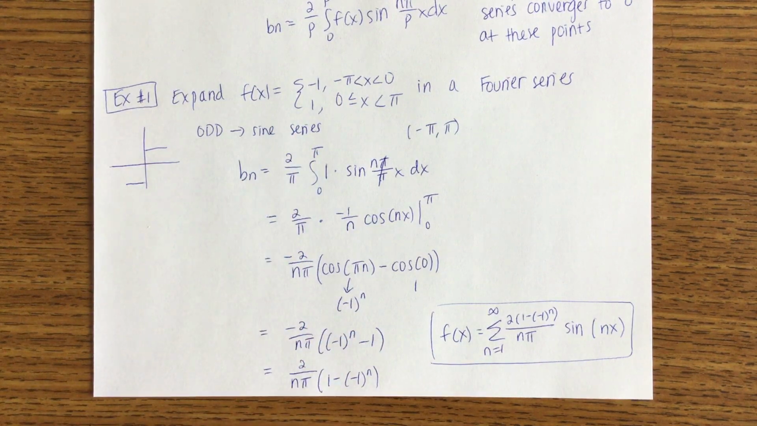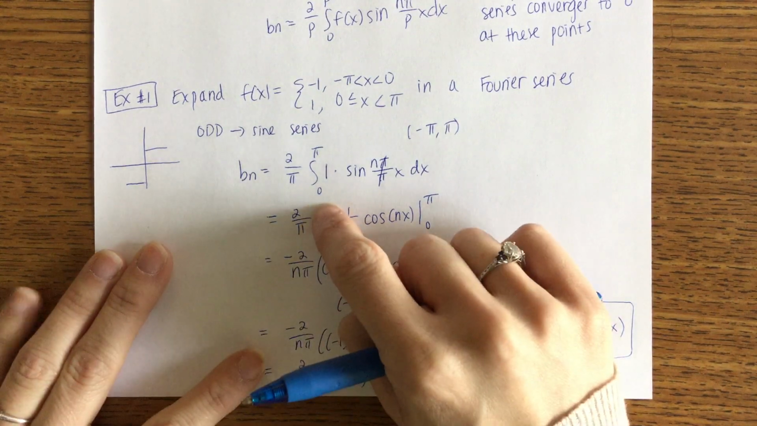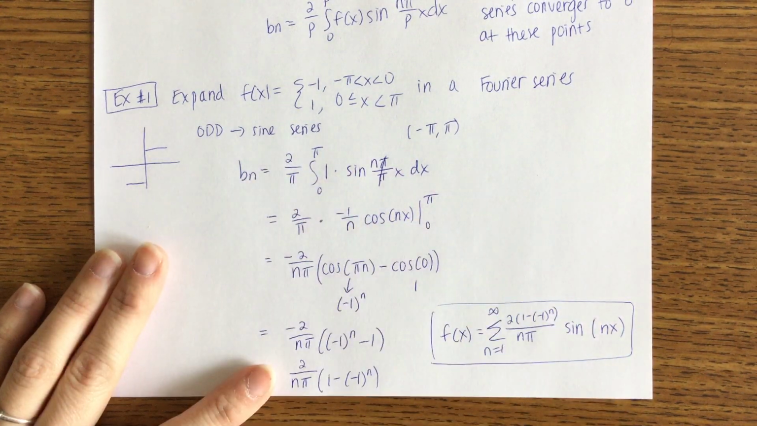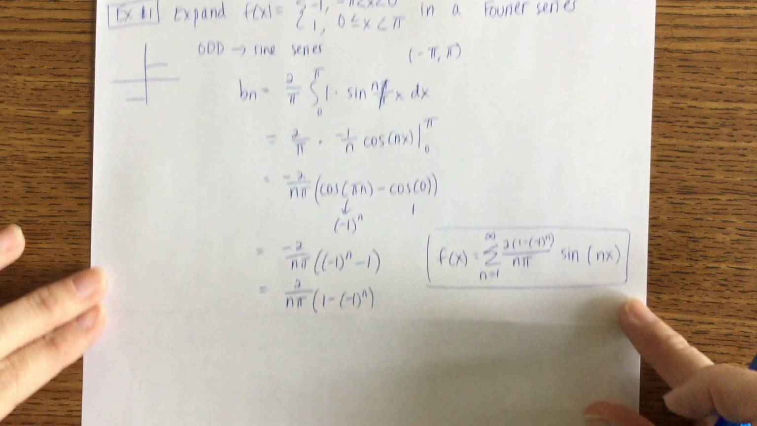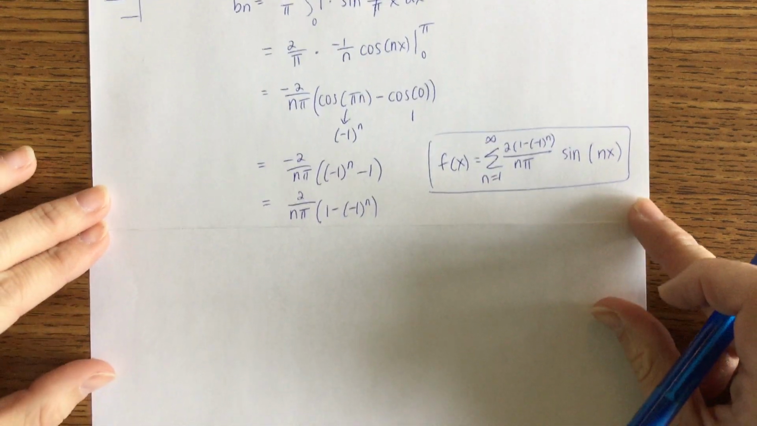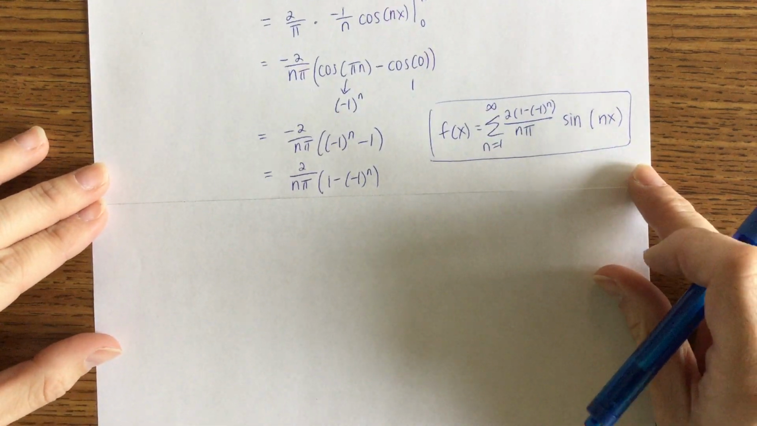How did you know that f of x was 1 and not negative 1? Because we're integrating from 0 to pi. Okay. Thank you. Okay, anything else? Is that enough practice with cosine and sine series?